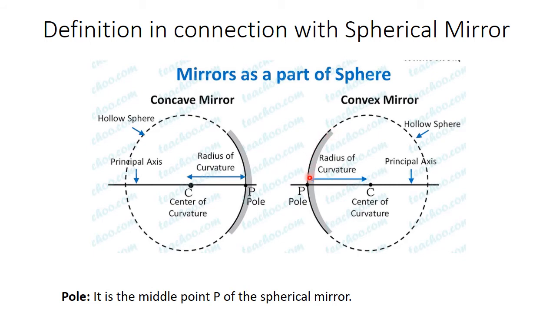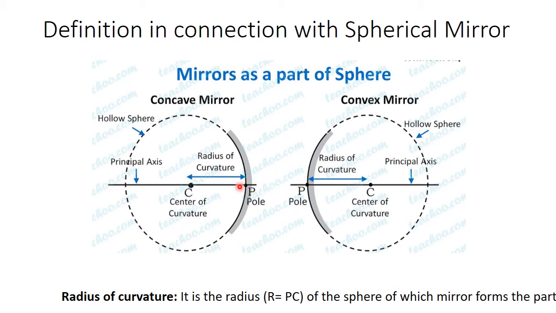Similarly, for your convex mirror, this is the reflecting surface, the outer bulged surface of this hollow sphere. This is your convex mirror. Now, the center of this convex mirror, this point, which is denoted by P, is known as your pole.